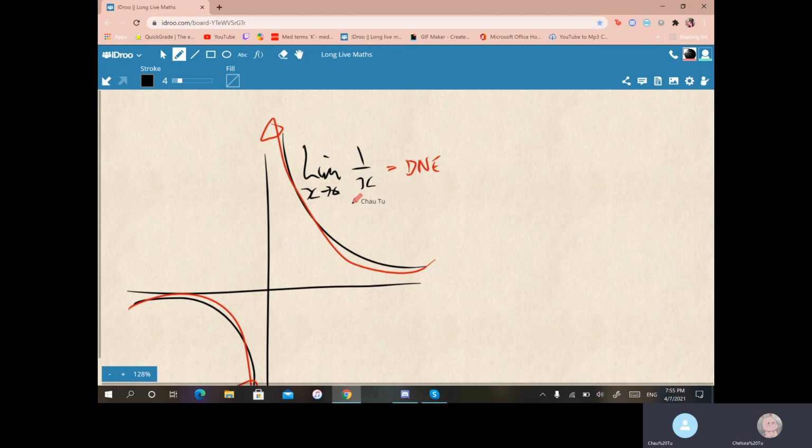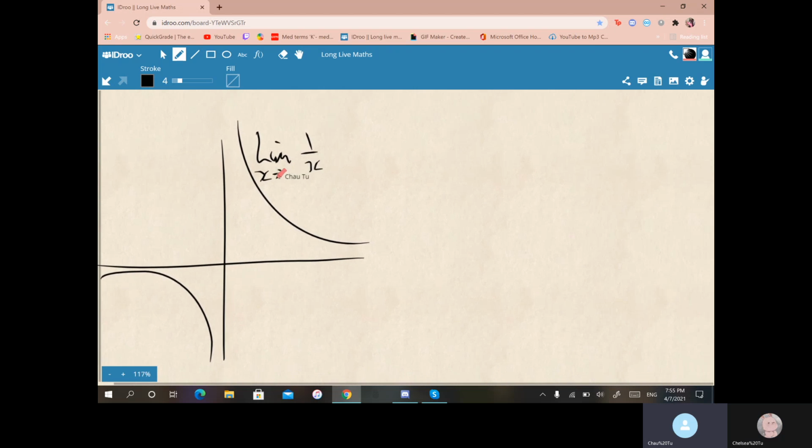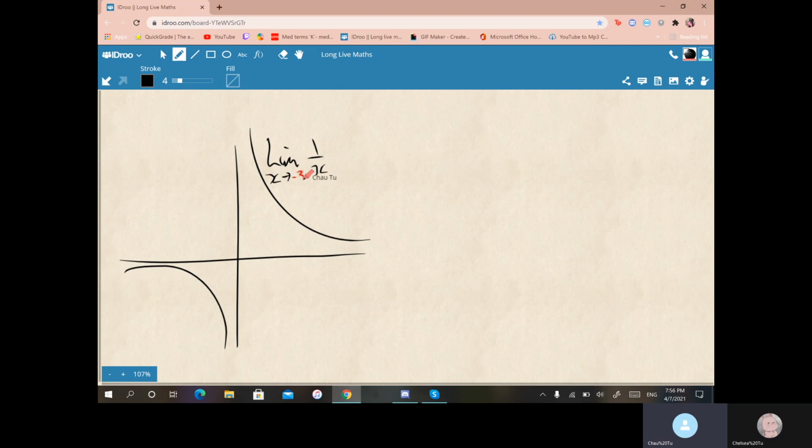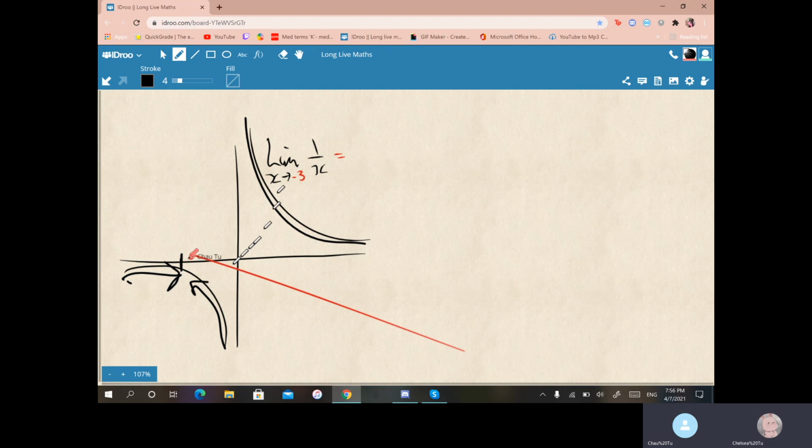So what is the limit of 1 over x as x heads towards, let's say, negative 3? Negative 1/3. So the answer is negative 1/3. You're actually meeting right there.